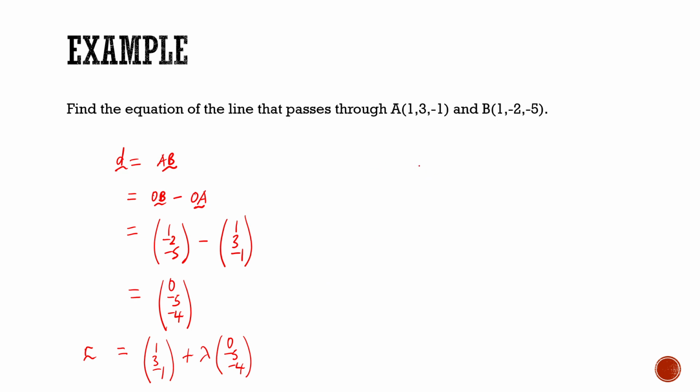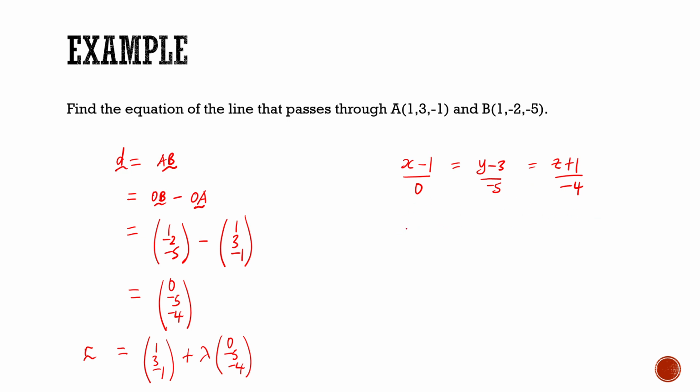However, you could write it in Cartesian form. You know that to write it in this form, this would be (x minus 1) out of 0 is equal to (y minus 3) out of negative 5 is equal to (z minus negative 1), so it becomes (z plus 1) out of negative 4. The dividing by 0 simply tells us that the direction vector is (0, negative 5, negative 4). So in this case, it's not undefined. And of course you can see that there is a point on the line that is (1, 3, negative 1), and the direction vector is (0, negative 5, negative 4).